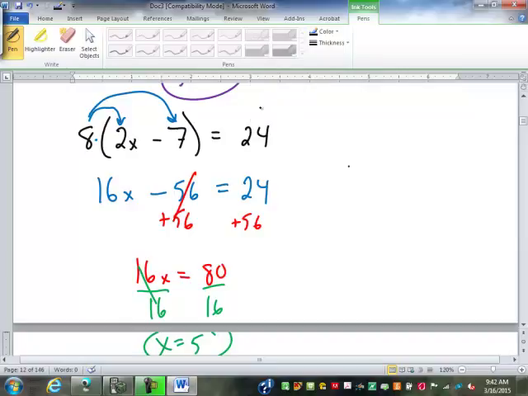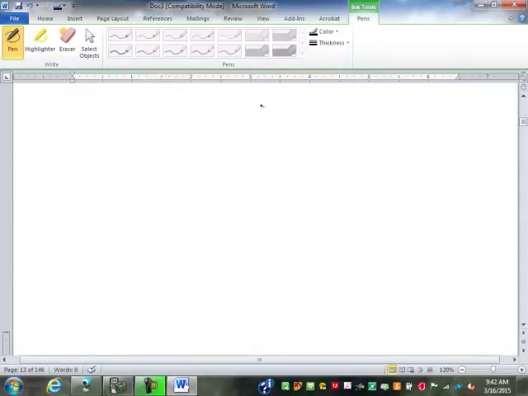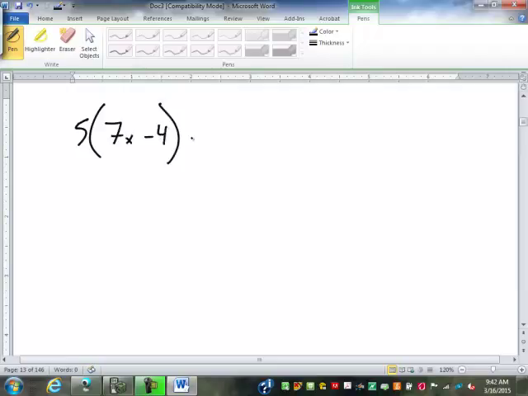Let's try another one. Looking at this one, again, we see parentheses. It screams, do something here first. Anything to do inside the parentheses? No. To the parentheses? Yes, times 5. So we start out. 5 times 7x is 35x. Then it's 5 times negative 4, which is negative 20.